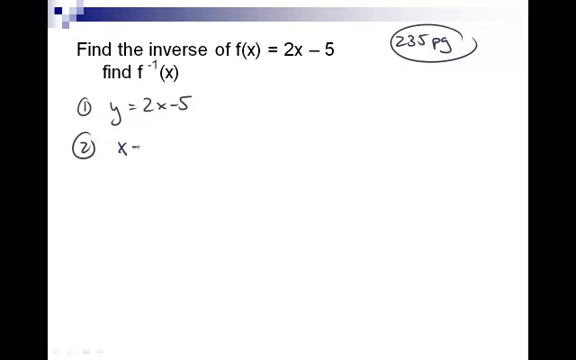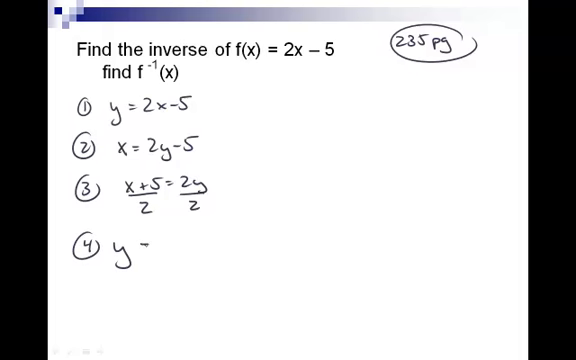Step 2 says to reverse or switch the position of x and y in the function. The third step says I'm going to solve for y, so in this case, add 5 and then divide by 2. And so my final inverse is y equals (x plus 5) over 2. And then to write that in inverse function notation, f inverse of x equals (x plus 5) over 2.